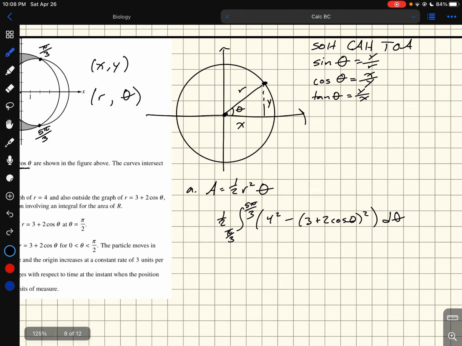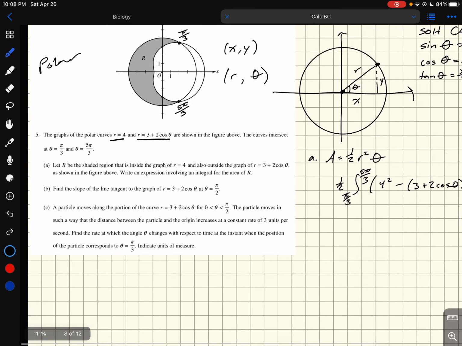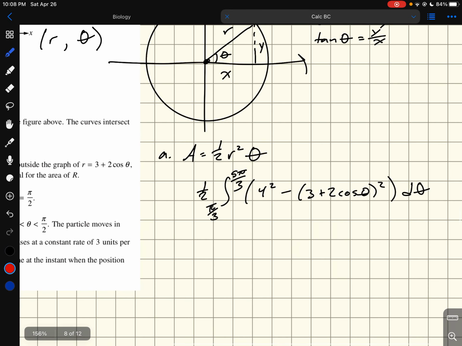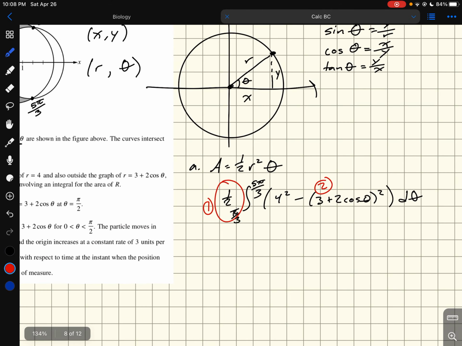So this first part was worth 3 points, which is a lot of points. We get 1 point for having this constant and the bounds, and we get 2 points for the integral. Oh, I guess that makes sense. So probably 1 for this part, and then 1 for this part. And then 1 for having that constant. So this constant comes from this area of a sector.